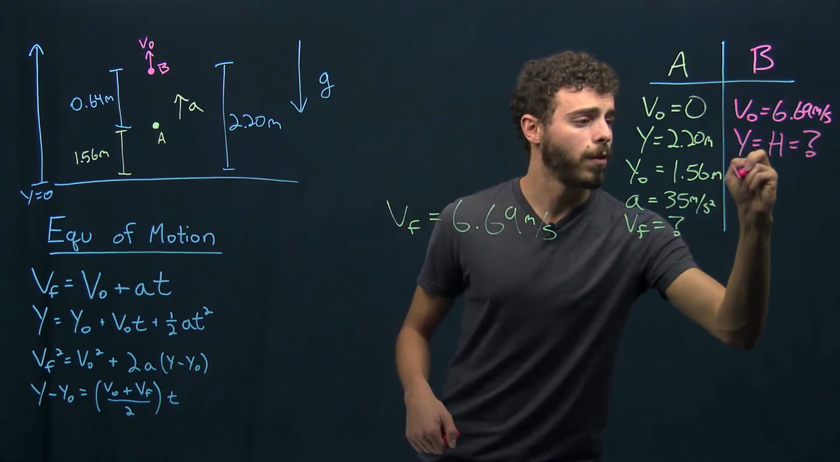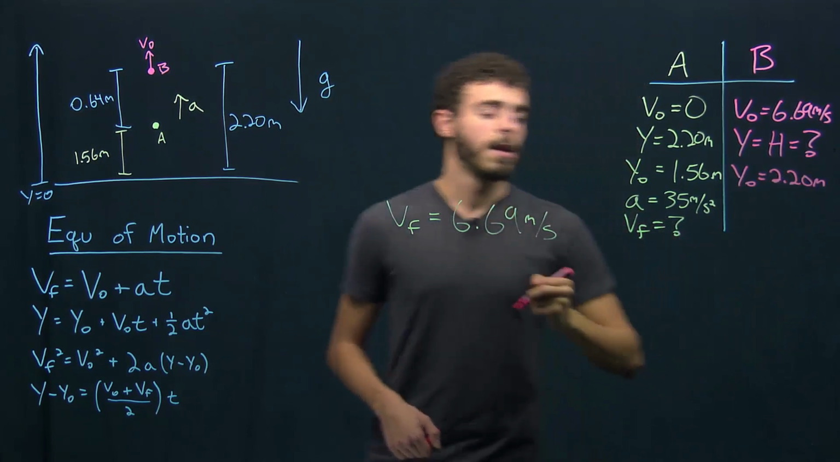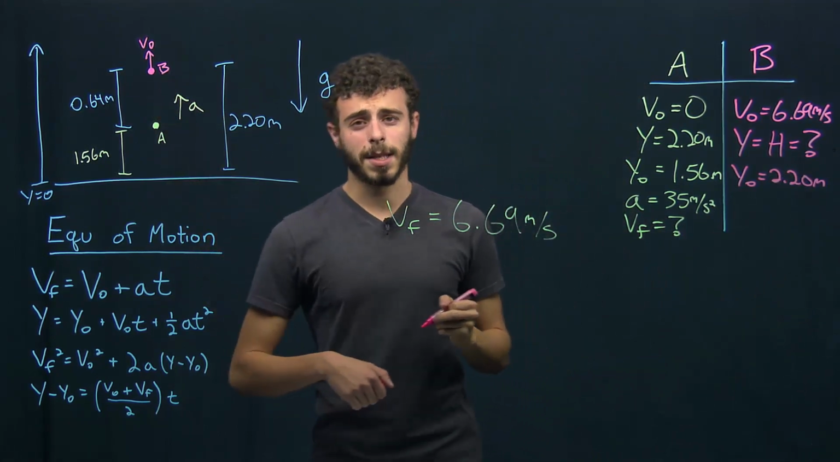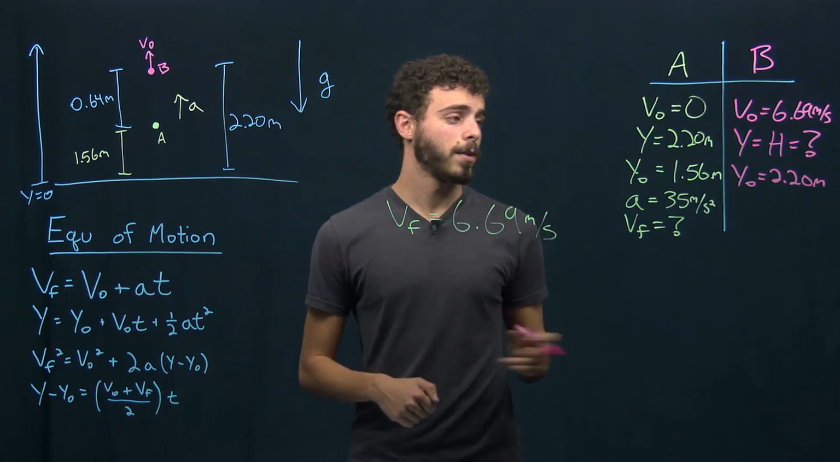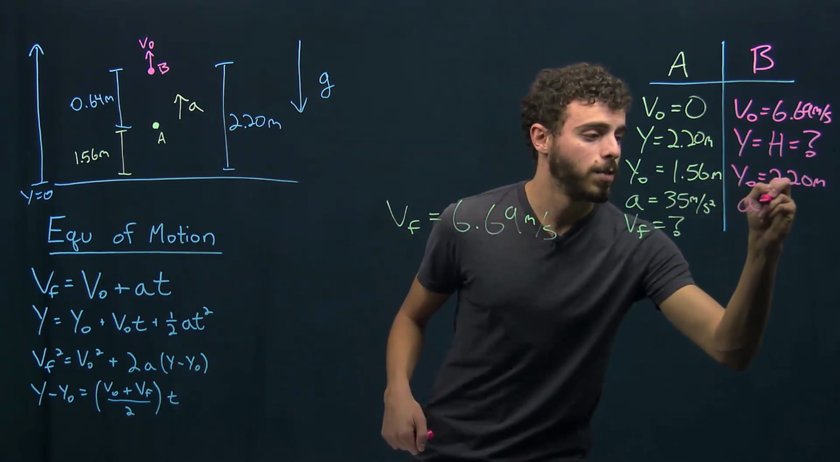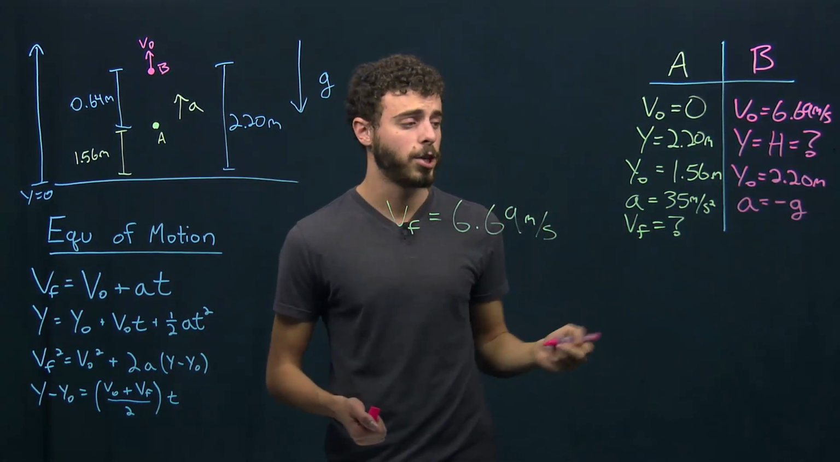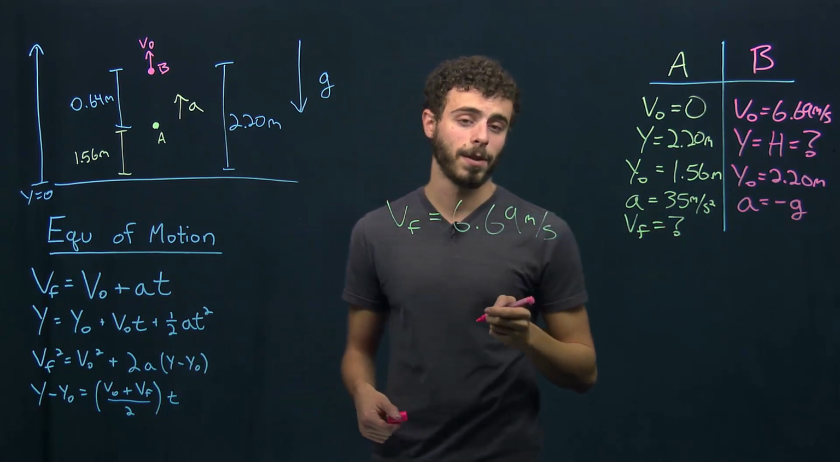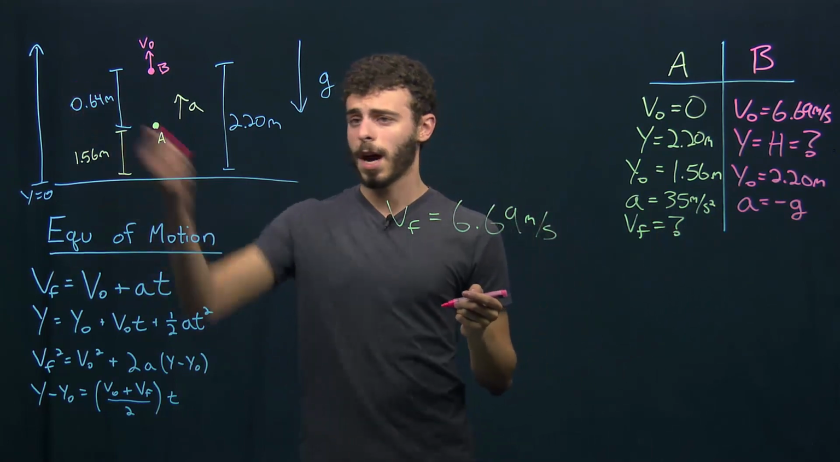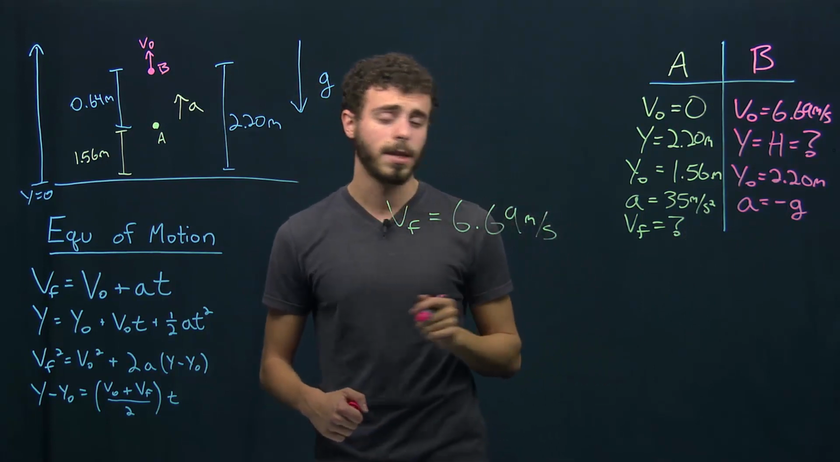So what we do know, however, is y naught. And the y naught here is 2.2 meters. That's just to say it tells us he lets go of the ball 2.2 meters above the ground. So that's our y naught for stage B. And then our acceleration for stage B is going to be equal to minus g. Again, it's in free fall, so by definition, the acceleration of an object in free fall is just gravity, and we've defined up to be positive, so this gravitational vector must be pointing down, which is negative here.